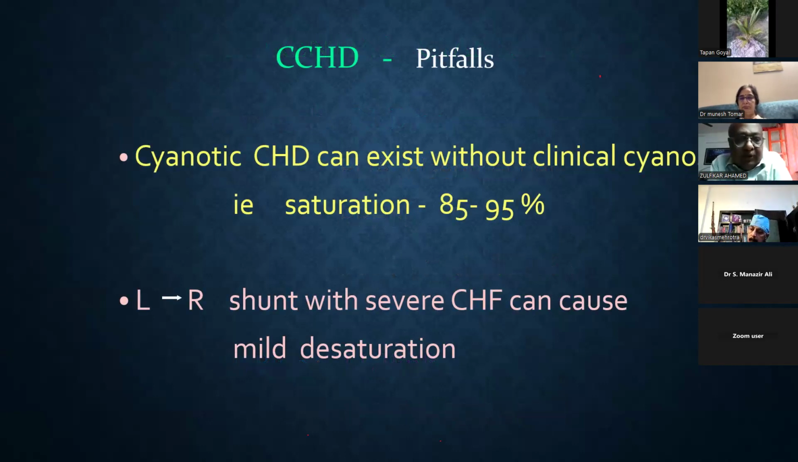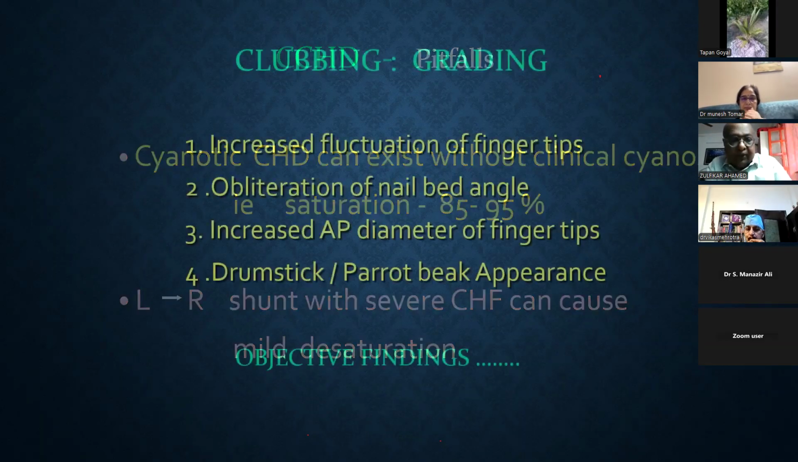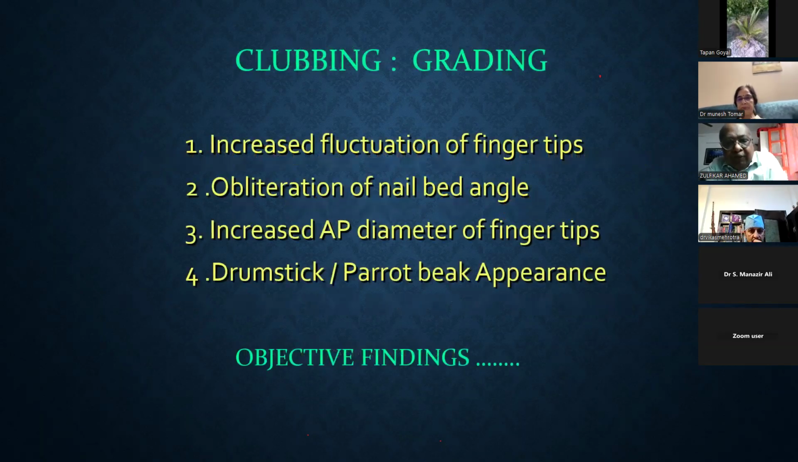And we must also know one or two pitfalls in this cyanotic heart disease. That is, cyanotic congenital heart disease can exist without clinical cyanosis when the saturation is between 85 to 95%. And sometimes a large left right shunt with pneumonia or something or a heart failure can cause a mild desaturation. And before going on to cyanotic heart disease, I just want to mention grading of clubbing because at least 50% of subspecialty trainees make mistakes on the grading. It is very important for the examination.